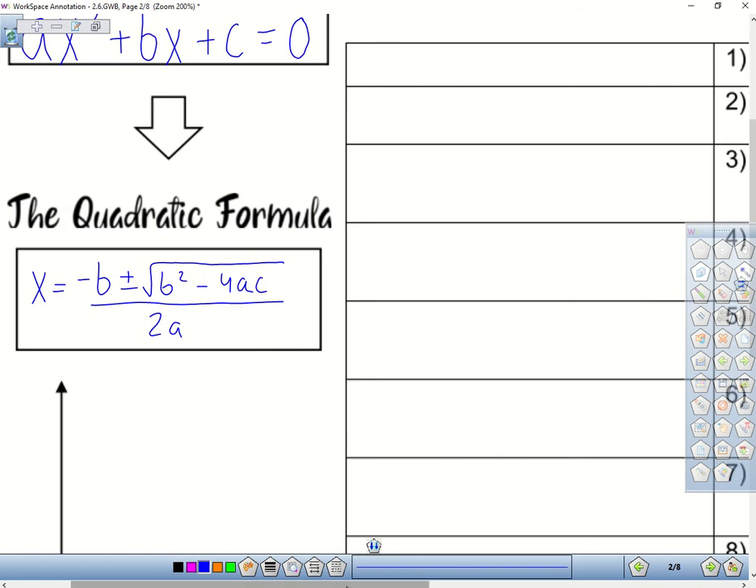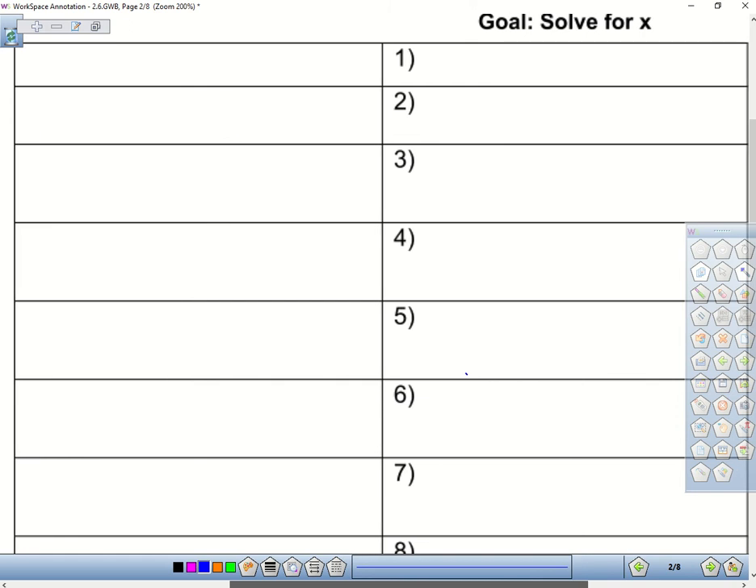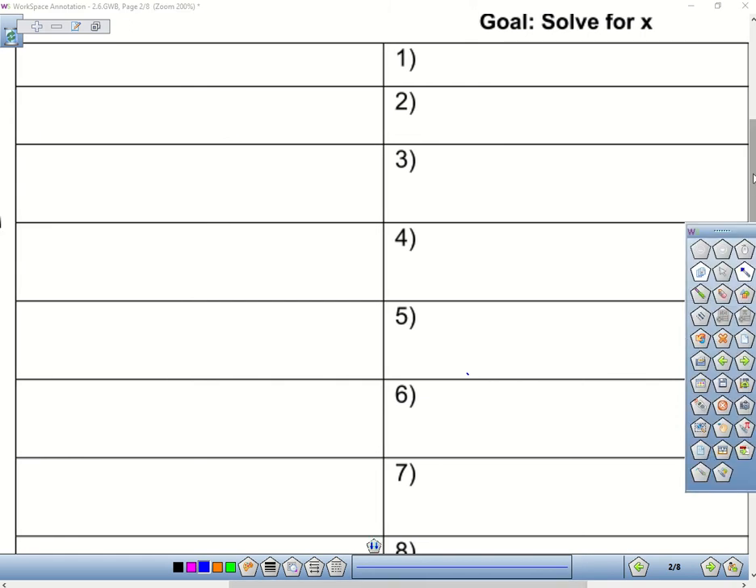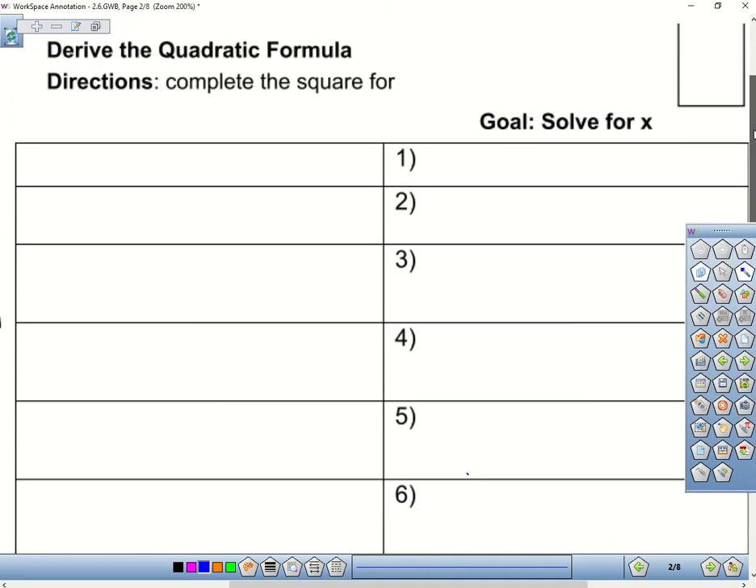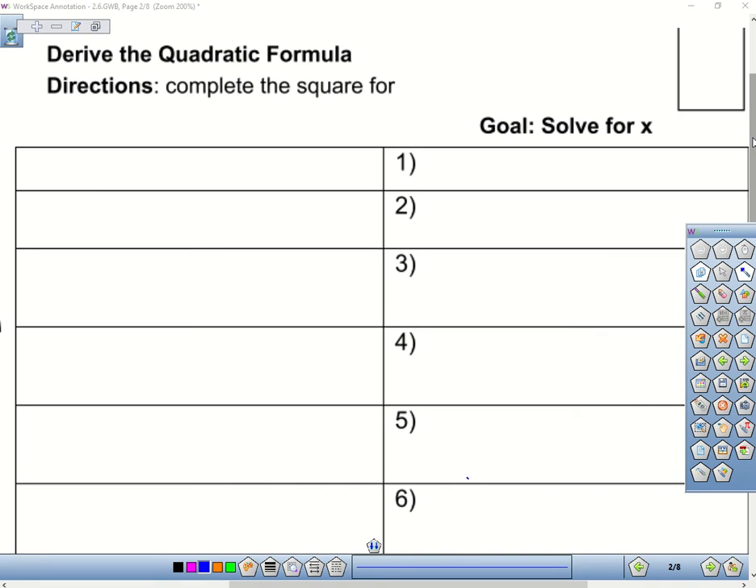So now we're going to talk about deriving the quadratic formula, how it basically came to be, by completing the square for the standard form of a quadratic. Like I said, I don't expect anybody in here to be able to completely do this on their own. I might ask you to reference a step from this table and interpret it, but you're not going to be asked to do this completely on your own.